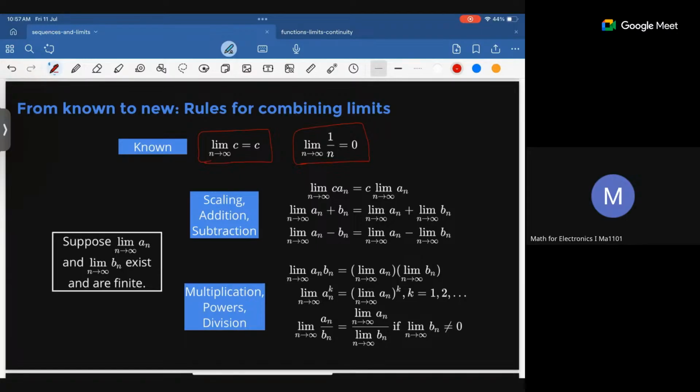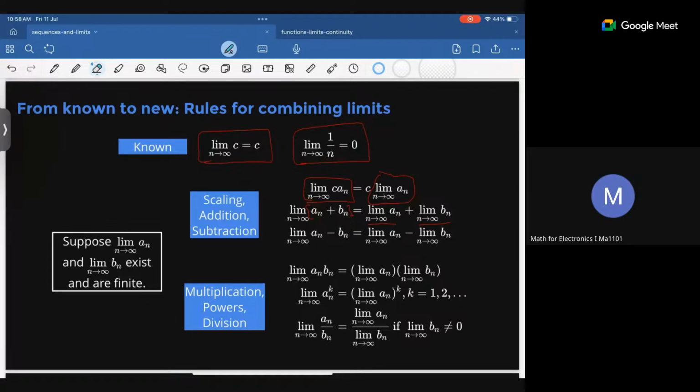If I have a sequence c times an, some constant getting multiplied to the sequence an, then you can pull out that constant c, and it will just become c times the limit as n tends to infinity of an. So it's just a scaling. And you can add two sequences and compute the limit, which equals adding the limits of the two different sequences. Subtraction also holds true. So these are some rules.